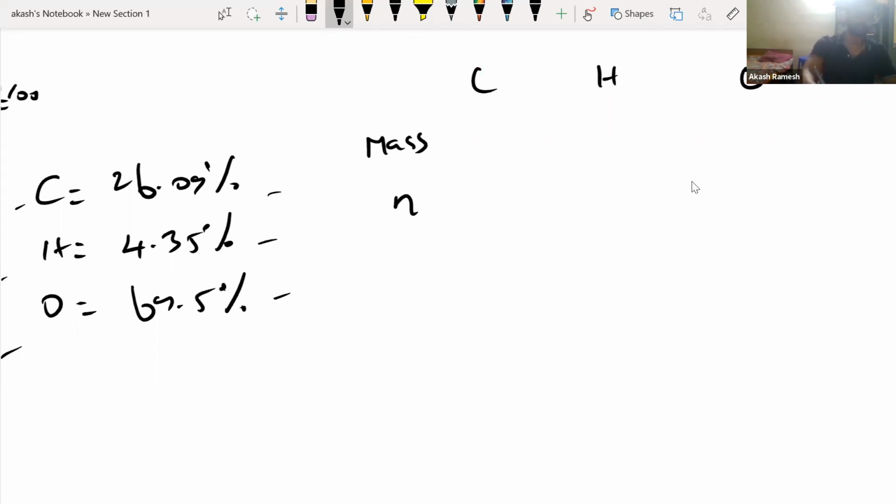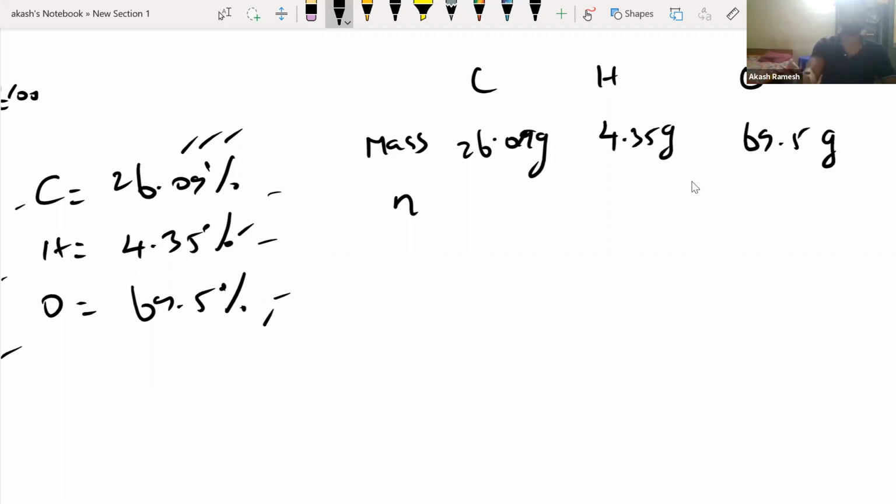So guys, they have given you the percentage values. Now, if I assume the total mass to be 100, I can take this directly as the mass itself. So the first step is to write the table like this: whatever the elements present, their mass and their number of moles. This is the table you make first. Now what do I have to fill in the table? This is going to be 26.09 grams, this is going to be 4.35 grams, and this is going to be 69.5 grams.